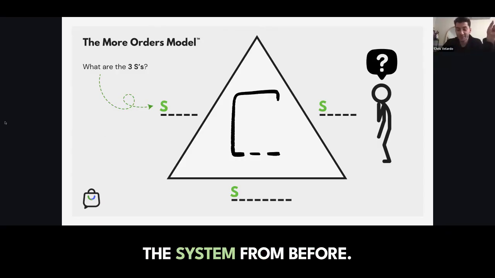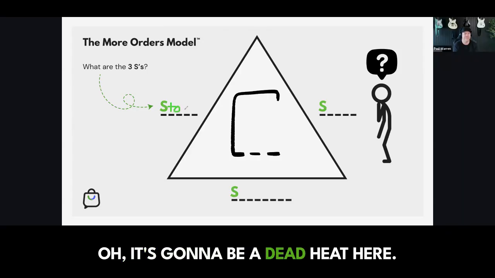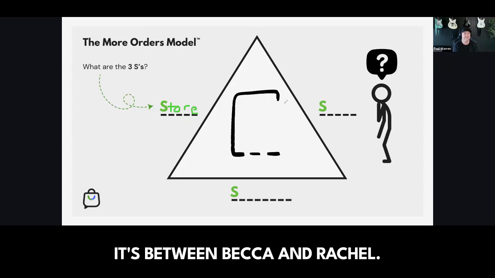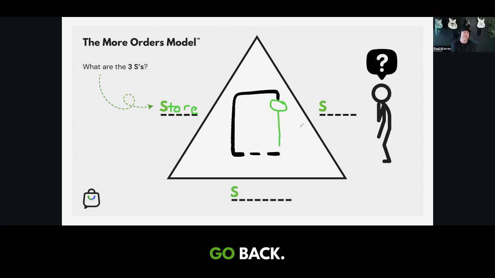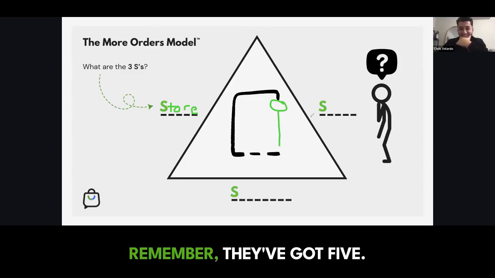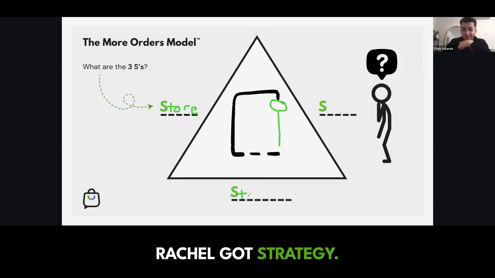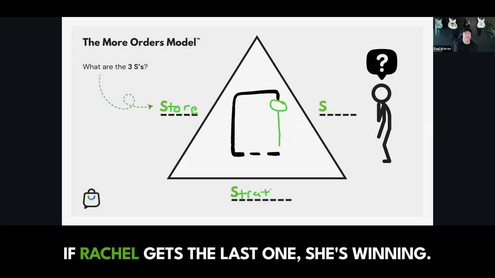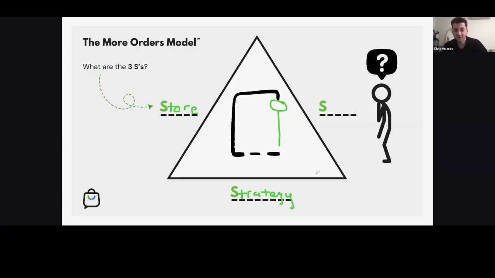I like that Rachel took the system from before. Brought it here. That's close. You got two. Rachel's close. Oh, it's going to be a dead heat here. It's between Beck and Rachel, tied together. Nah, you're going the wrong direction. Go back. Remember, they've got 5. Oh, look at that. Store. That's it. Rachel got strategy. We've got one more. If Rachel gets the last one, she's winning. Beck, if he dies, do we just end the call? Nope. Selling points, sales.